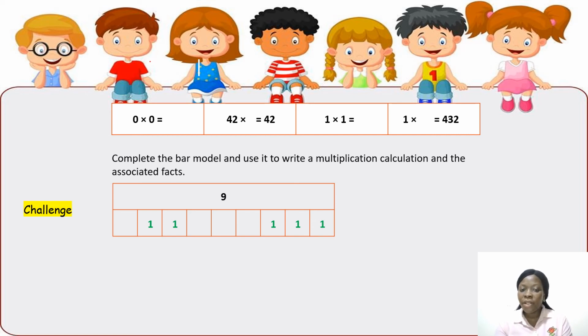0 times 0 is what? 42 multiplied by what gives you 42? I bet you already know that answer. 1 times 1 is what? And 1 times what gives you 432? Then complete the bar model and use it to write a multiplication calculation and the associated facts. What numbers are missing here that make 9 up here? When you are done, write a multiplication sentence about it.